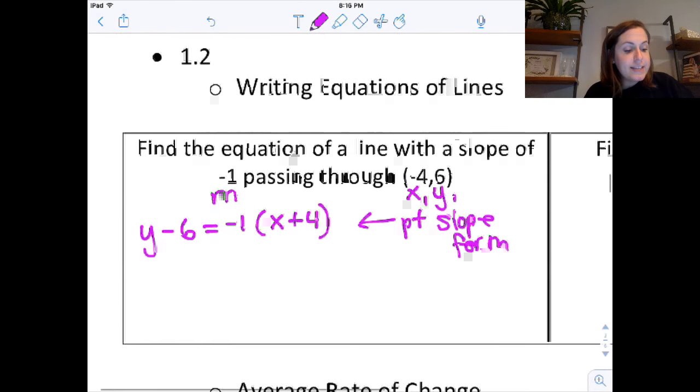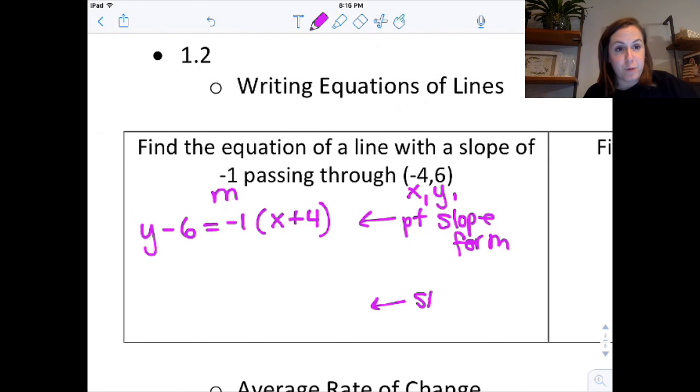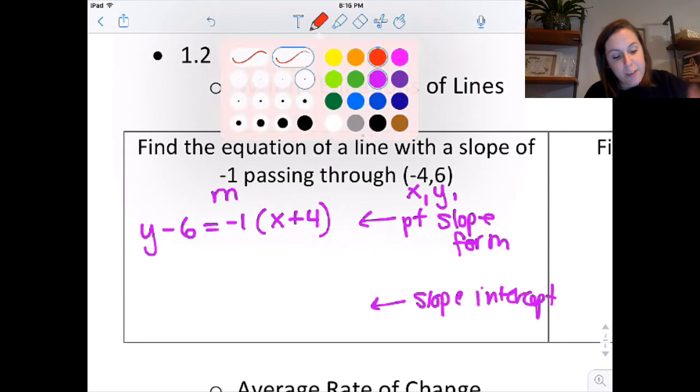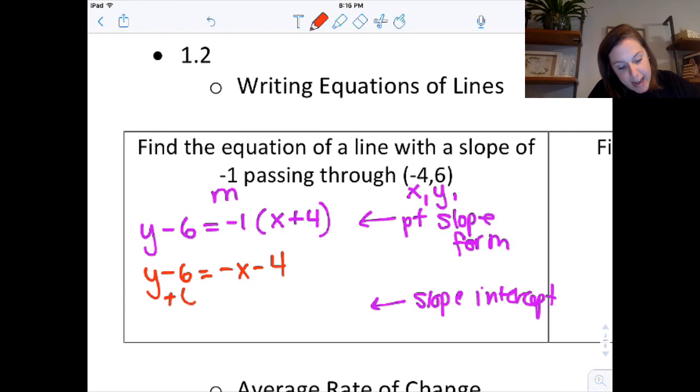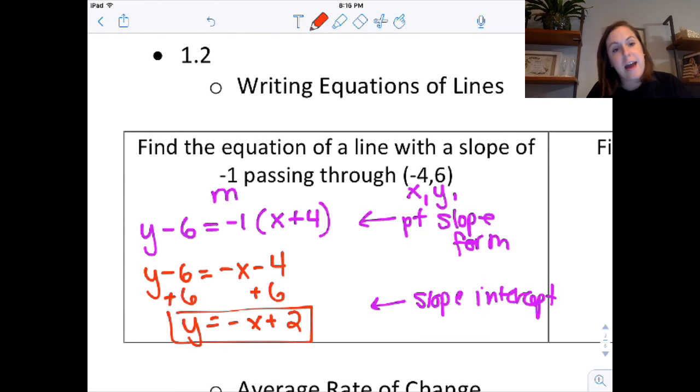So I need to solve for y. So I'm going to do that by distributing out the -1. So y minus 6 equals -x minus 4. And then I'm going to solve for y. So I'm going to add 6 to both sides. So y equals -x plus 2. So that would be slope intercept. This would be point slope. Good. All right. Next one.